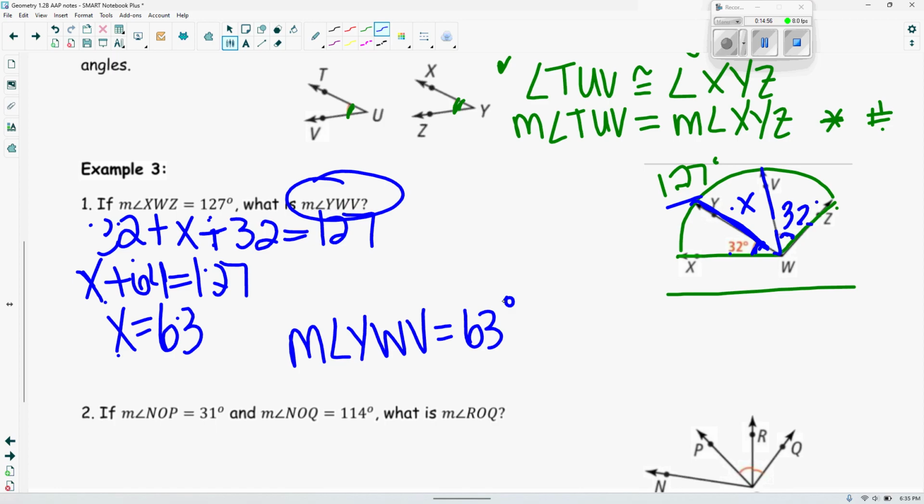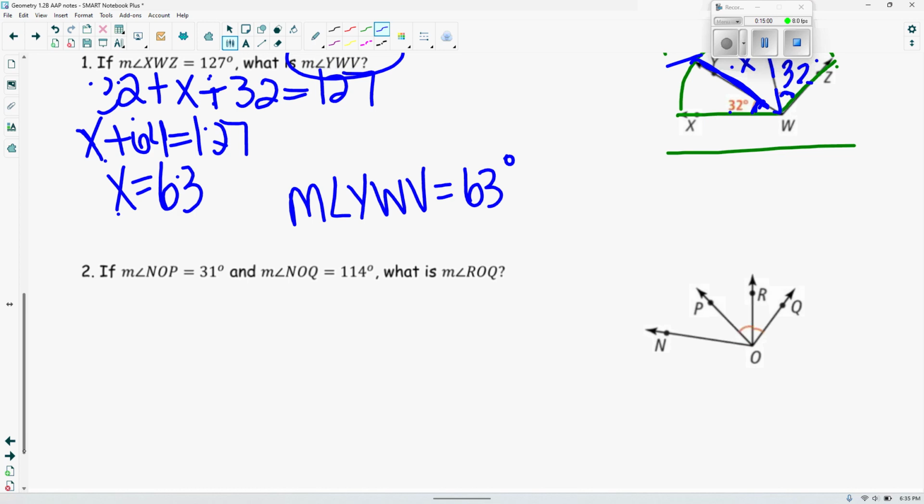Okay. Let's look at example 2. It says if angle NOP, so NOP, trace it if that helps you. So I'm looking between N and P is 31. This is 31 degrees. Angle NOQ, the entire angle is 114.